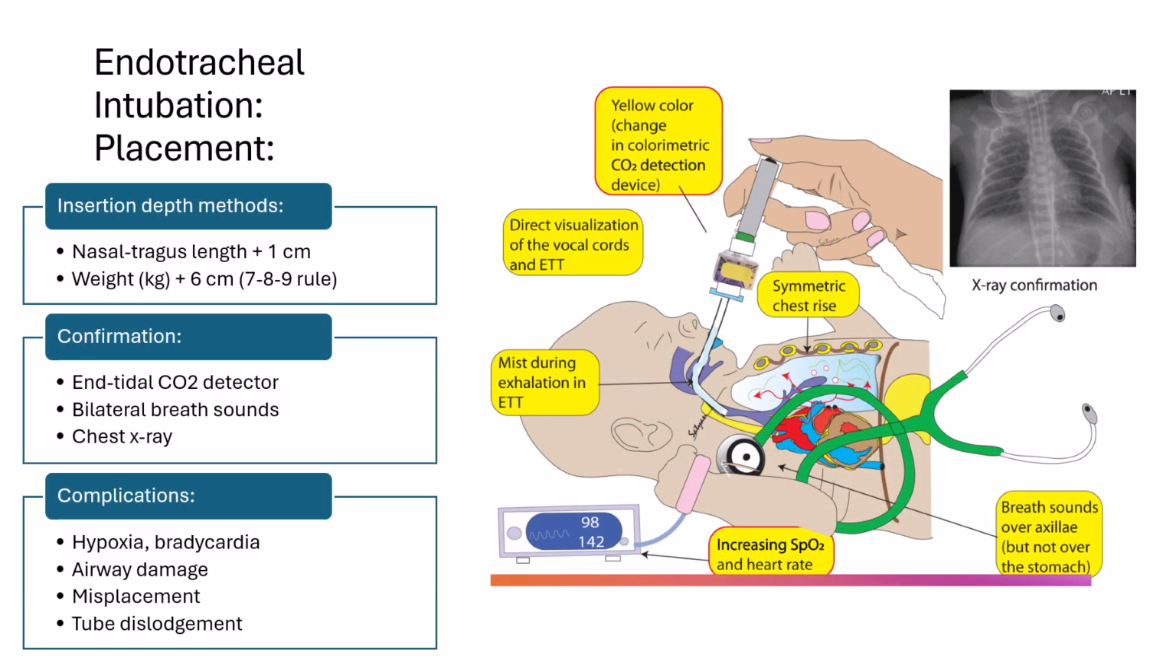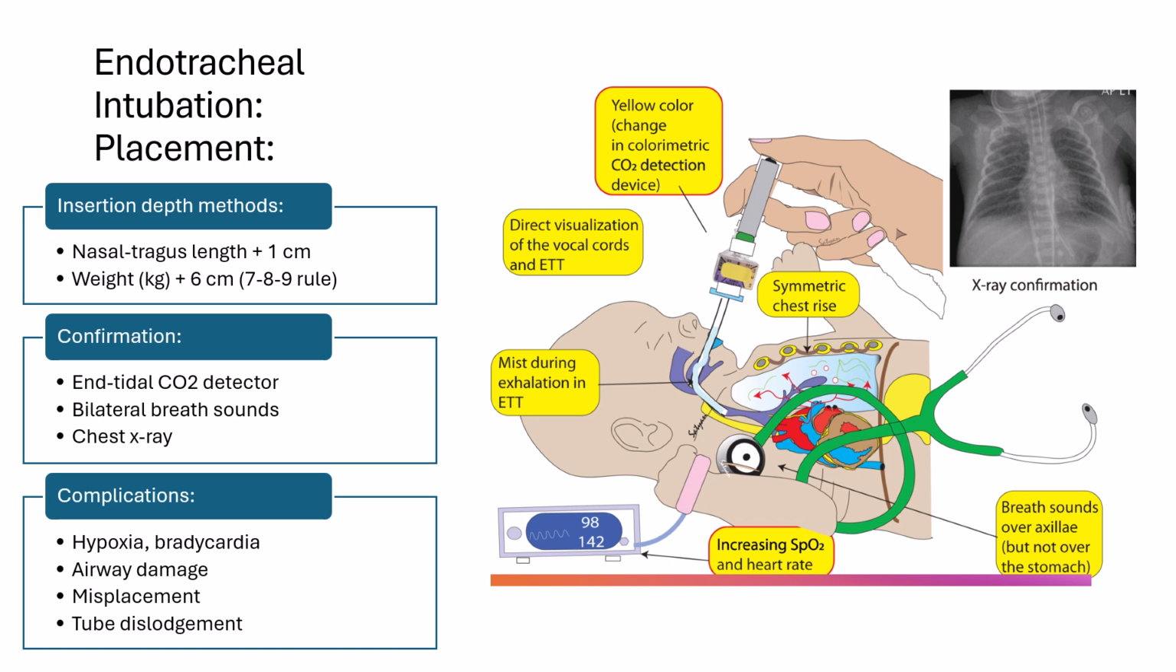Proper endotracheal tube placement is critical and frequently tested. There are several methods to determine insertion depth: the nasal tragus length plus 1 centimeter, or the weight in kilograms plus 6 centimeters. Confirmation of placement requires multiple methods. An end-tidal CO2 detector should show color change indicating CO2 in exhaled air. Auscultation should reveal bilateral breath sounds, and a chest X-ray provides definitive confirmation.